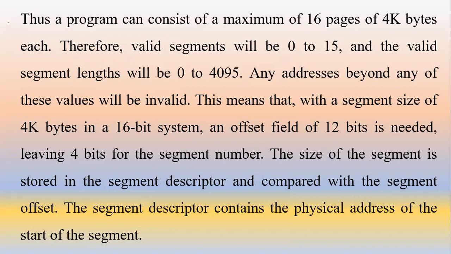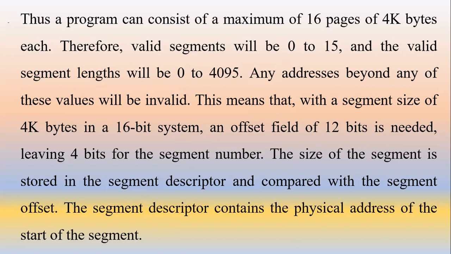Therefore, a program can consist of a maximum of 16 segments of 4 kilobytes each. Therefore, valid segments will be 0 to 15, and the valid segment lengths will be 0 to 4095. Any addresses beyond any of these values will be invalid. This means that with a segment size of 4 kilobytes in a 16-bit system, an offset field of 12 bits is needed, leaving 4 bits for the segment number.